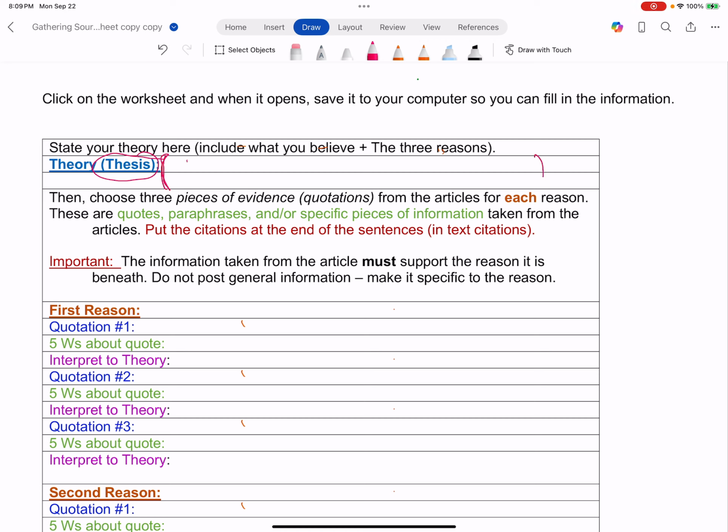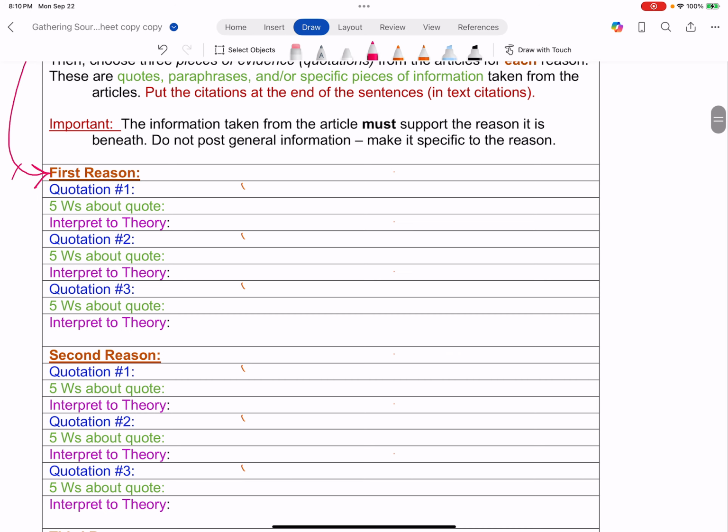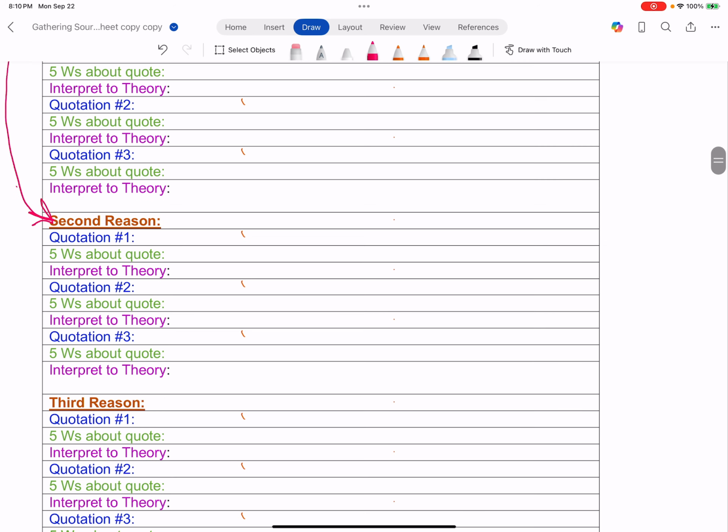Your thesis should be in the formula of what is believed and the 3 reasons. It should be a sentence that flows well. For example, the Sauter children were not in the house because, and then list the 3 reasons you think. Then these 3 reasons all go here. The first reason, then the second reason, and the third reason.